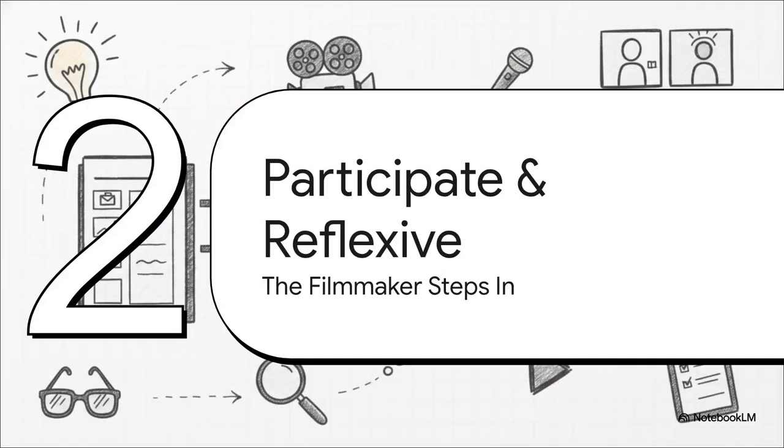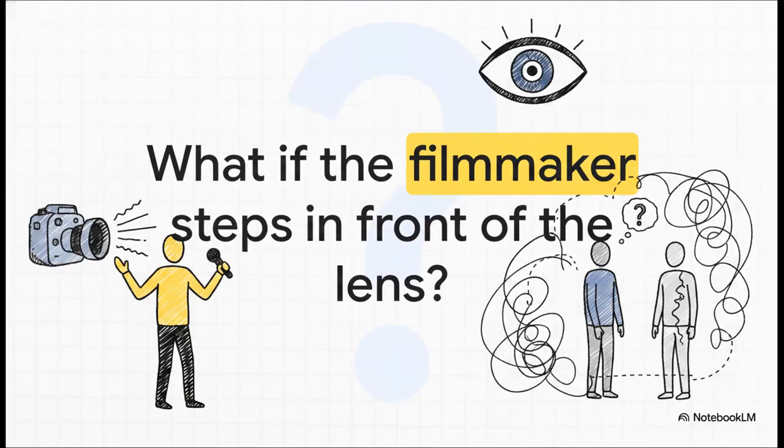Section 3 now, participatory and reflexive formats. The filmmaker steps in. So let's recap for a second. We've looked at directing a factual argument, and we've looked at silently observing reality. But now we're shifting to formats where the creator stops hiding behind the camera and actually becomes part of the equation. I really want you to think about this.